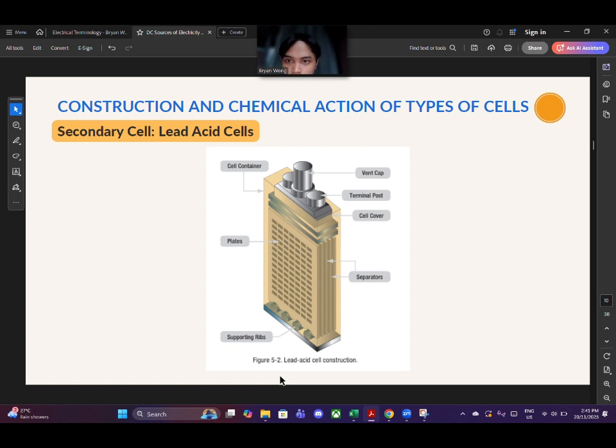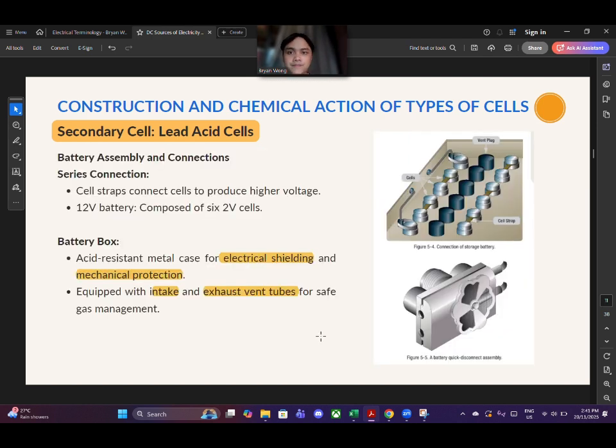This shows a lead acid cell construction, based on this diagram that you've seen here. This is the plates. This is the cell container, covering the lead acid cell. The top here is the vent cap. This is the terminal post. This is the cell power. This is known as the separators, and this is the supporting ribs. So this is basically the lead acid cell construction.